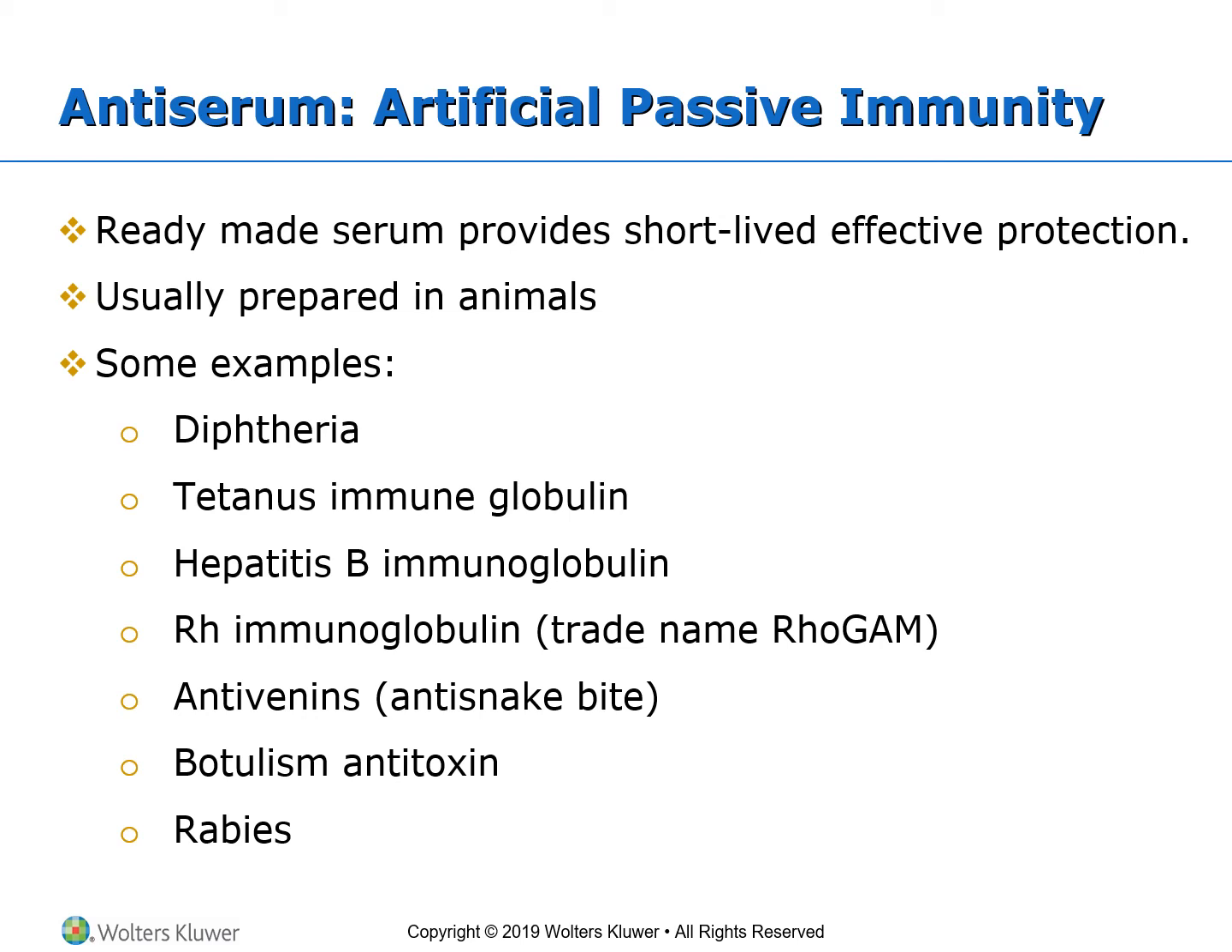There are some examples. We have an antiserum for diphtheria. We have tetanus, hepatitis B immunoglobulin. We have the Rh immunoglobulin, antivenins as anti-snakebite, botulism, and rabies.